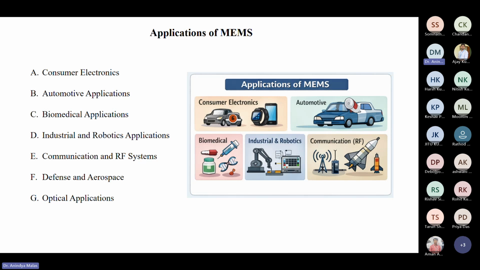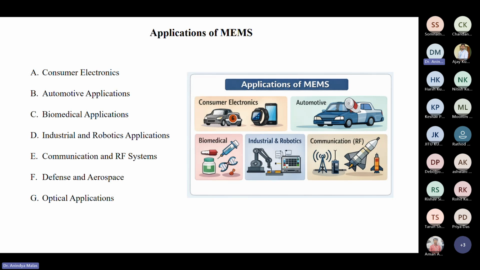Similarly, in automotive applications, the airbag sensor senses when the vehicle strikes something; MEMS helps to sense the strike. There are also tire pressure monitoring systems, engine pressure, inertial measurement units, and crash detection. Nowadays it is very useful for biomedical applications, where you can find microfluidic devices and lab-on-chip to detect and report.